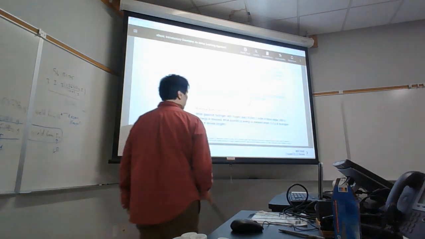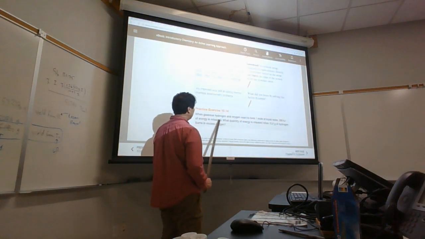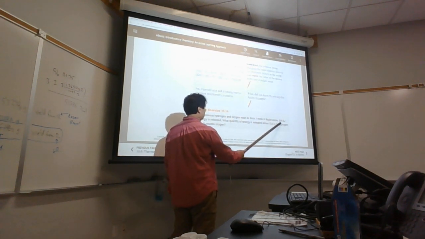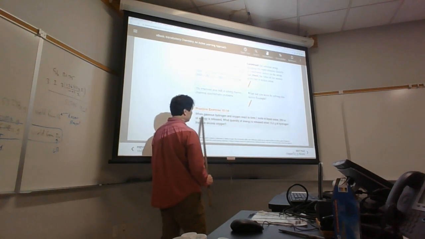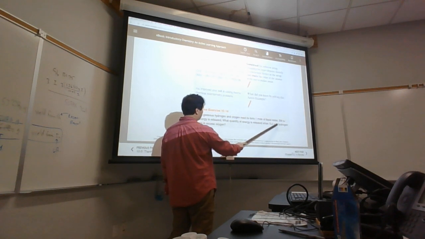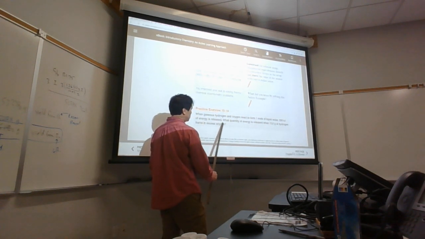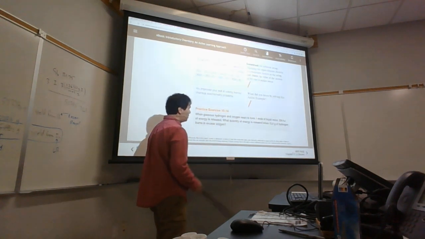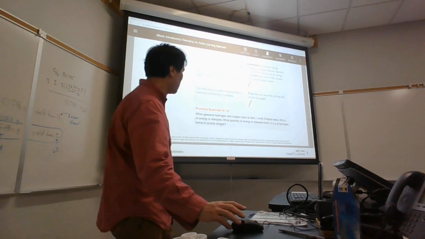Here they're doing another combustion. Here they give us the delta H. 1 mole liquid water formed produces 286 kilojoules of energy. What quantity of energy is released when 15 grams of hydrogen burns in excess oxygen? So it's excess oxygen again. So we assume there's plenty of oxygen to react.